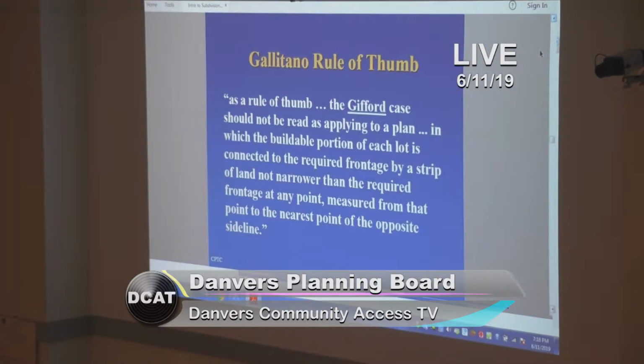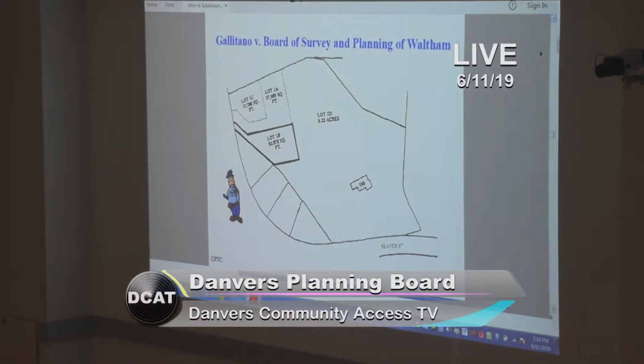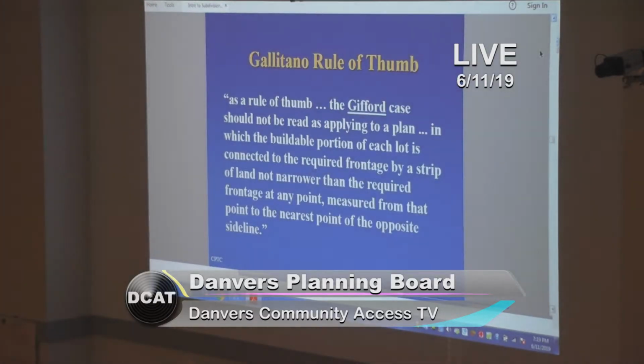Does that make any difference that Waltham has not adopted the subdivision control law, or, I mean, when this was in its Board of Survey? I don't think that's what the court based its determination on. Yeah. Okay. So this is what I was talking about. If there's a required frontage strip and it doesn't get narrower than the required frontage, generally the court's going to want to see endorsement.